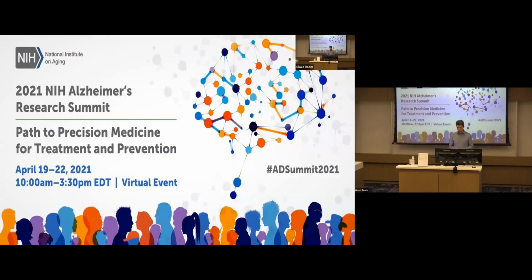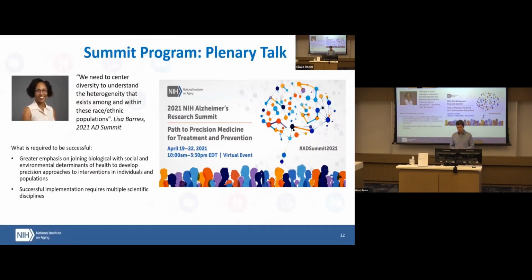So this is from the AD Research Summit back in 2021. Lisa Bryant mentioned that we really need to center diversity to understand the heterogeneity that exists among and within these racial and ethnic populations. So what we interpreted that as, to be successful, is a greater emphasis on joining biological mechanisms with social and environmental determinants of health to develop a precision approach to intervention in individuals. And really successful implementation requires multiple scientific disciplines. So really trying to be very collaborative beyond just folks in your department.